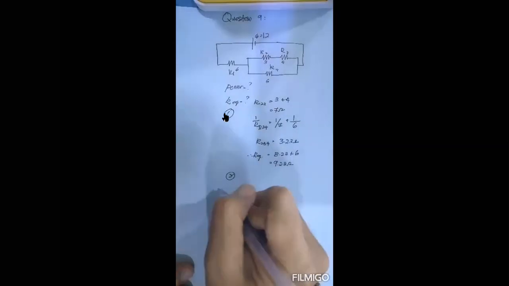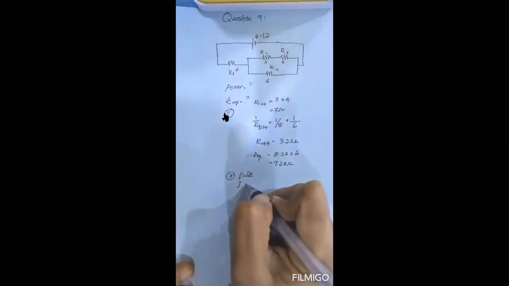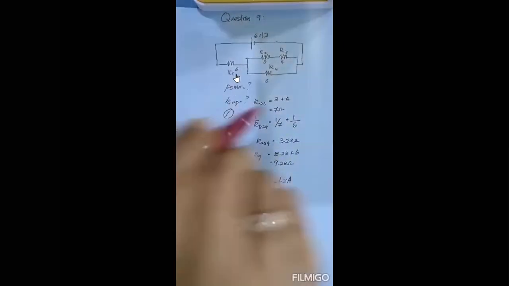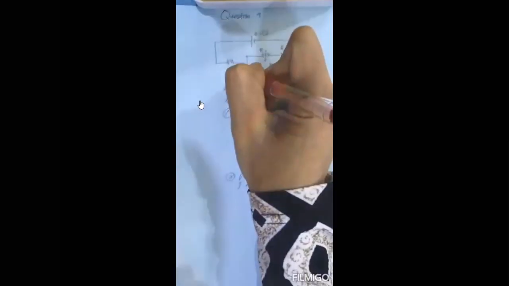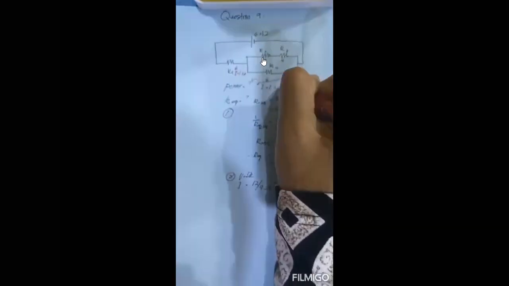Second step, V equal to IR. Using Ohm's law, calculate the total current in your circuit. Divide by the total R of 9.23, and you get 1.3 ampere. So you have 1.3 ampere across R1, and also 1.3 ampere across the whole thing here.